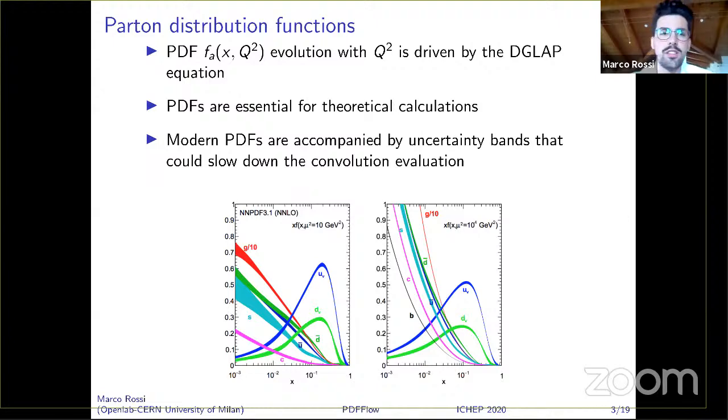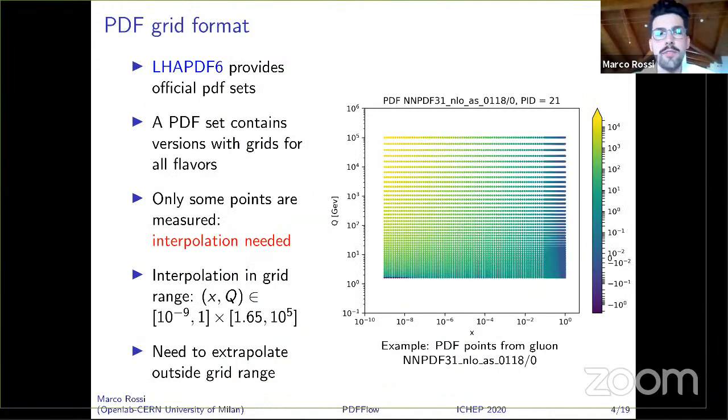LHAPDF6 is the state-of-the-art accessing tool for PDFs. It provides official PDF sets that are collections of TXT files that contain several versions of grids of points in the x-q squared space for all the flavors for the incoming partons. An example here from the NNPDF collaboration, you see that just a finite number of points are presented in these files. So in order to access all the points in the x-q squared space, some interpolation method is needed inside the grid range, as well as some extrapolation method outside the grid range.